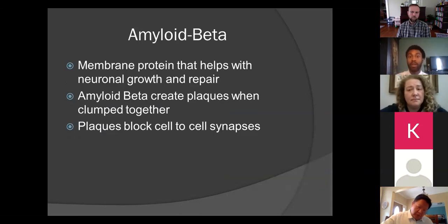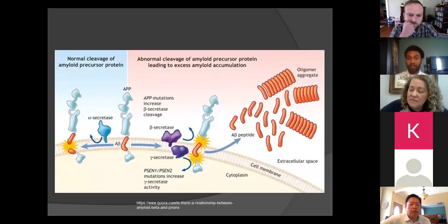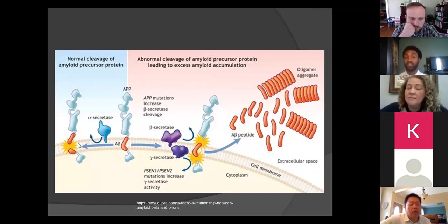Going to amyloid beta, this is a memory protein that helps repair and grow these neurons. And when amyloid beta grows and repairs these neurons, it also creates plaques that, when clumped together, block cell-to-cell synapses. So these cells won't be able to have cell-to-cell communication, won't be able to tell other cells different things. In this illustration, you can see on the left side the normal cleavage of the amyloid beta, and how it cleaves and goes through normally.